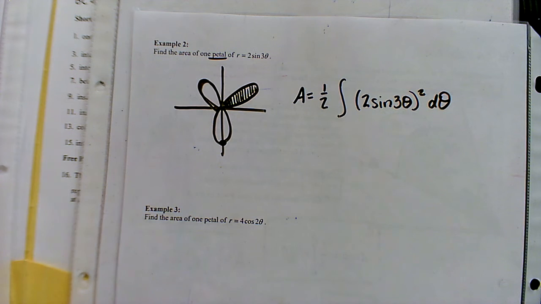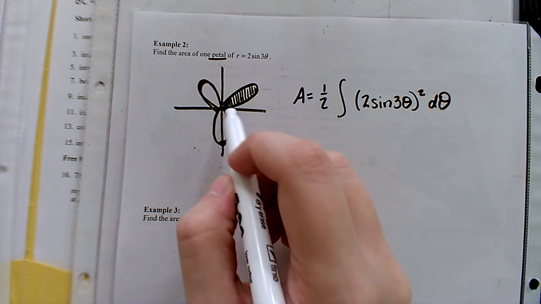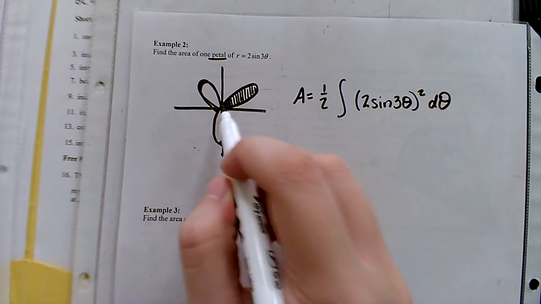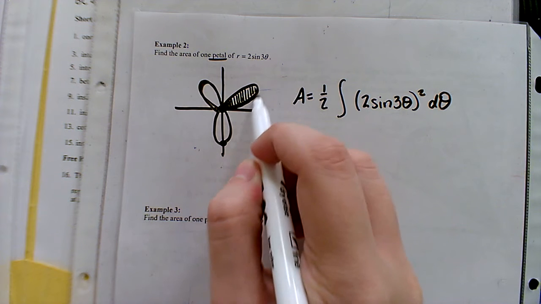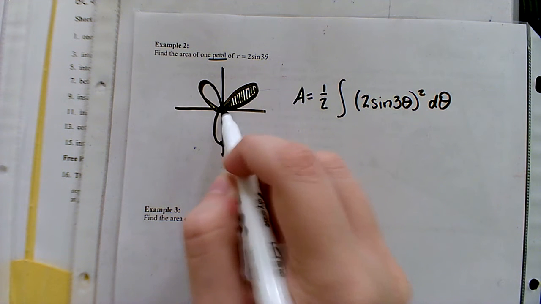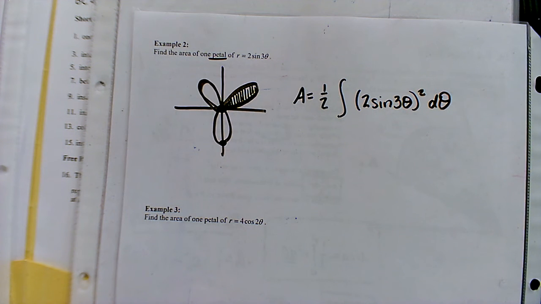Now it doesn't matter which petal you pick, but notice how when you draw a petal, it starts at the origin and then ends at the origin, aka that pole. What is your radius if you're located at the pole? Can we think about it? How far did you walk out if you're at the pole?